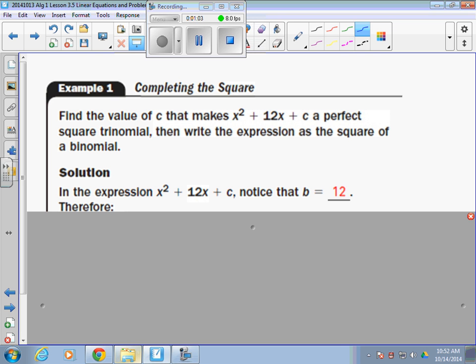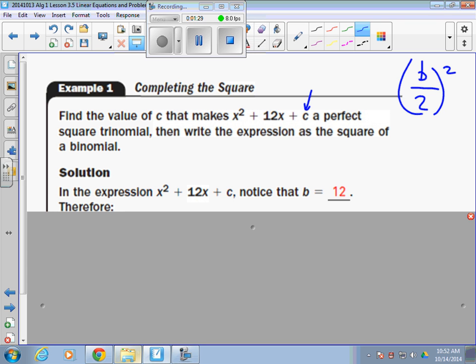Find a value of c that makes x squared plus 12x plus c a perfect square trinomial. In order to find the value of c, you take b, divide it by 2, and then square it. When you have nice, neat numbers, especially even numbers, this is very simple. When you have fractions, it complicates things slightly, but it doesn't make it impossible. Watch when we get to one like that.